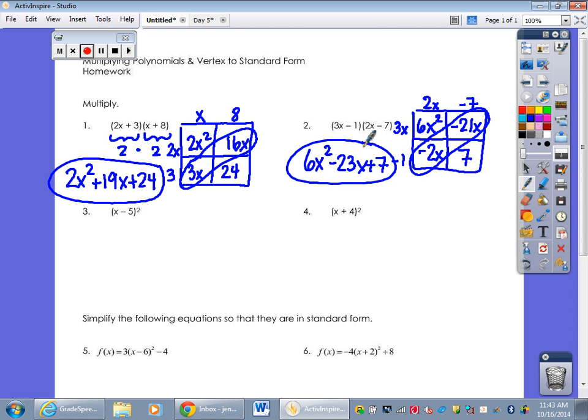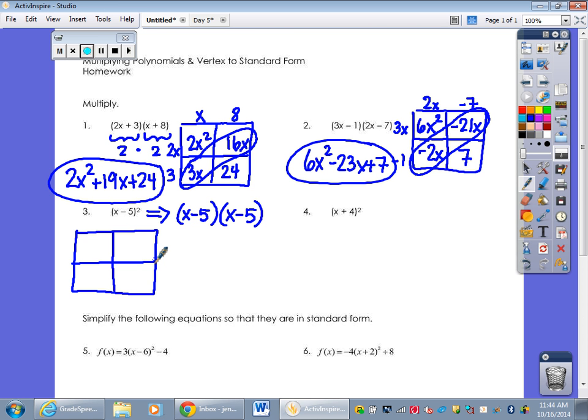Okay. All right, when you have something squared, that means that this is the same thing as x minus 5 times itself, which is x minus 5. So all we're doing is changing that problem to a problem that we just did in numbers 1 and 2. So we are going to make a 2 by 2 grid again. We're going to do x minus 5 here and x minus 5 here.